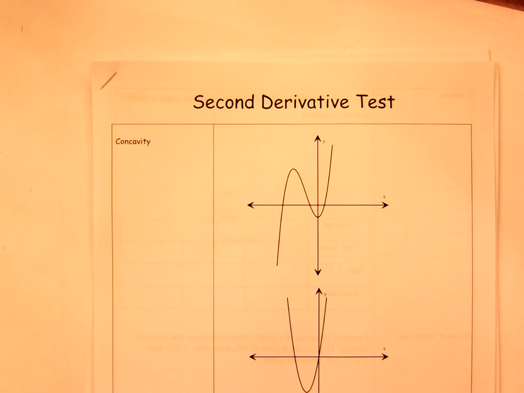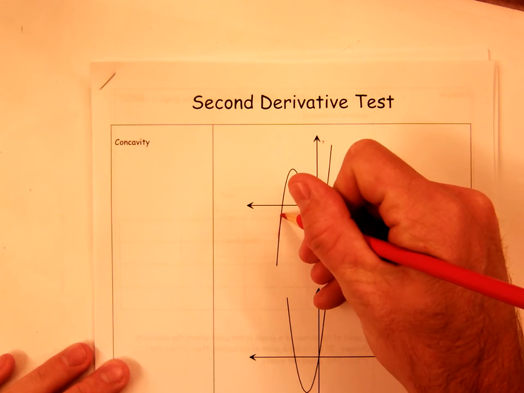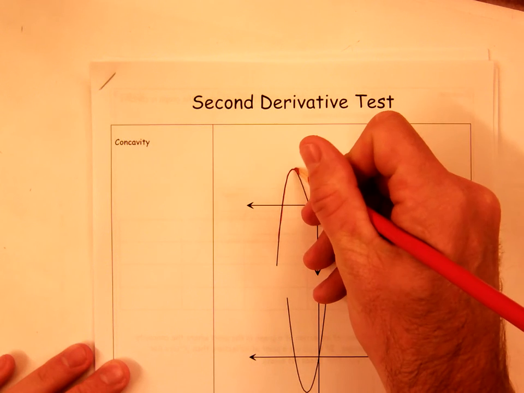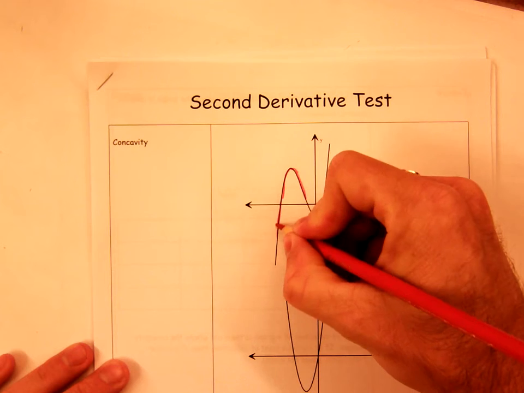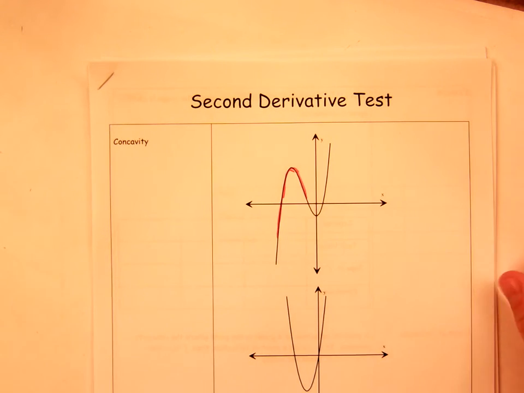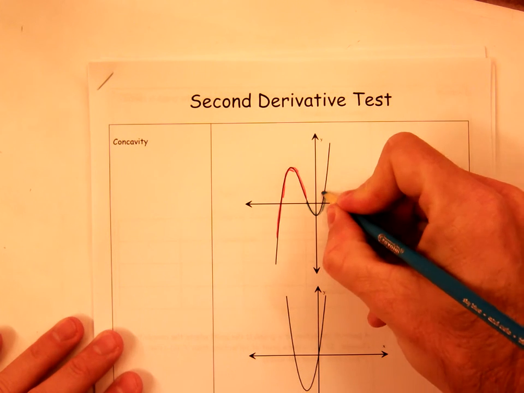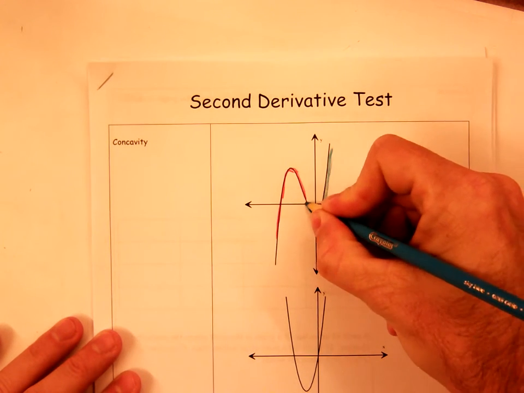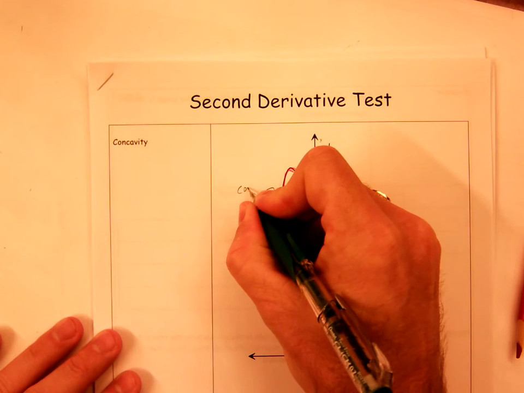All right, but concavity is basically the way a function curves. On this particular graph, I've got a portion that opens downward. That portion right there opens downward, and then it changes, and this portion opens upwards. When it opens down, it is concave down.